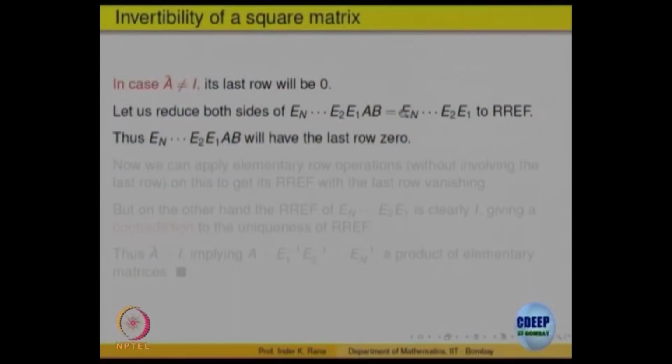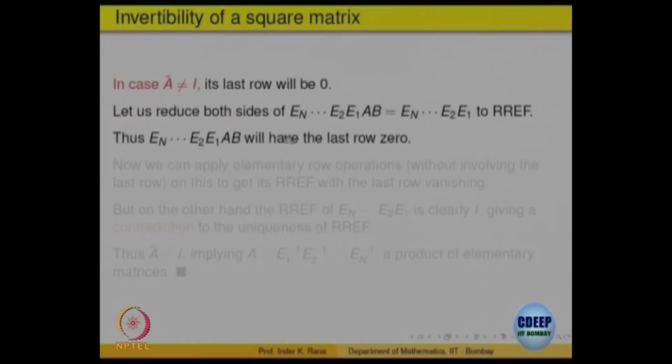So I multiply on the left by En inverse. En is invertible, right? I can multiply by En inverse, E(n-1) inverse, ..., E1 inverse. What will I get? I will get the identity matrix, and that should be the reduced row echelon form. I am only multiplying on the left. So the reduced row echelon form of the right hand side is identity.